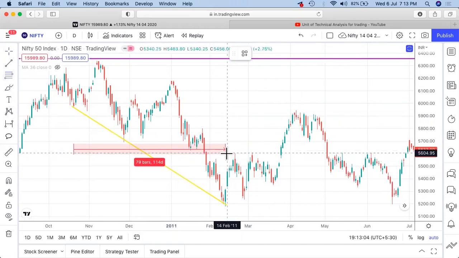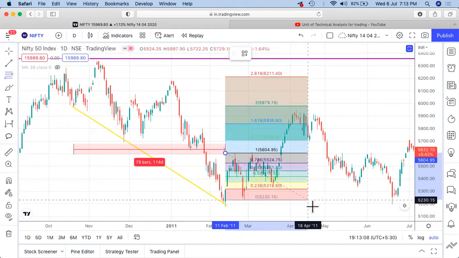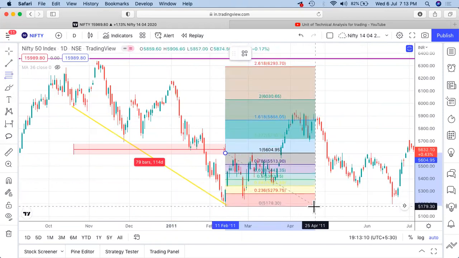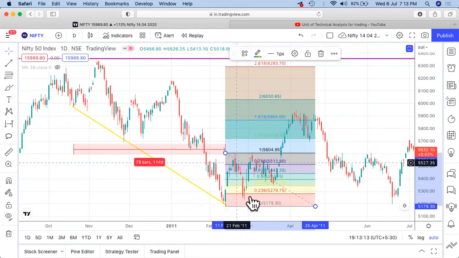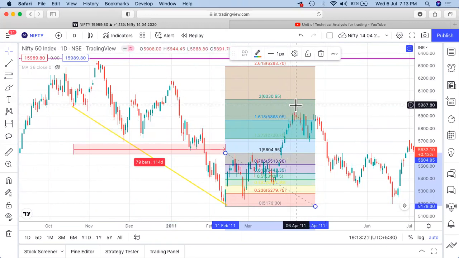Let's see it in terms of Fibonacci. Again, it has been a range, and after that, a target of 1.618. So most of the targets we have been getting are nearer to 1.618, just above that or nearer to 211. It depends how it is there.